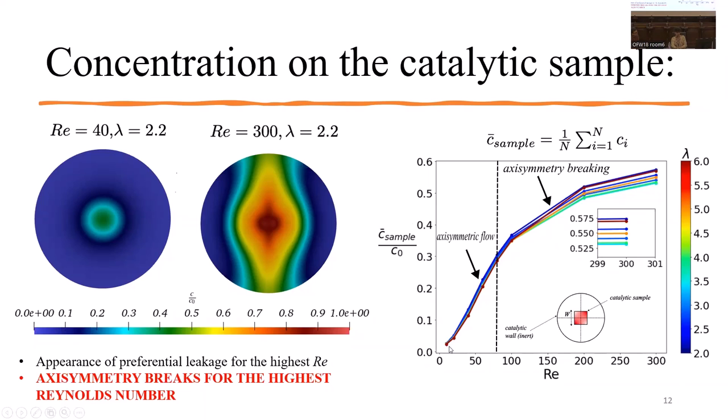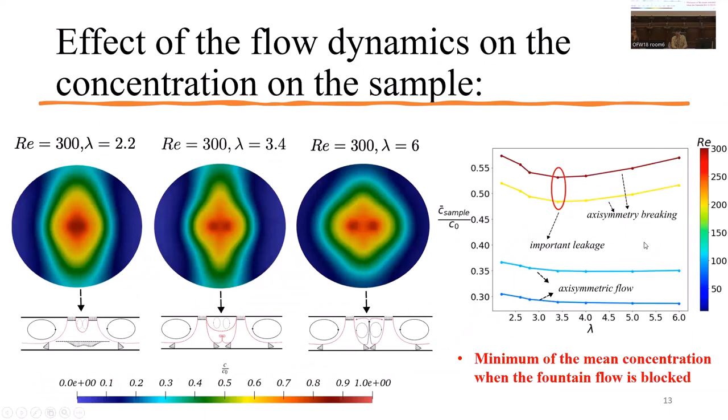For the small Reynolds number, we haven't got any effect of lambda. So when the flow is axisymmetric, we haven't got an effect of the spacing. Next, when the Reynolds number increases, we can see that lambda has an effect on the concentration on the sample. And to link this observation with the flow dynamics topology that I showed before, I present three different slice views for the highest Reynolds number and three different topologies.